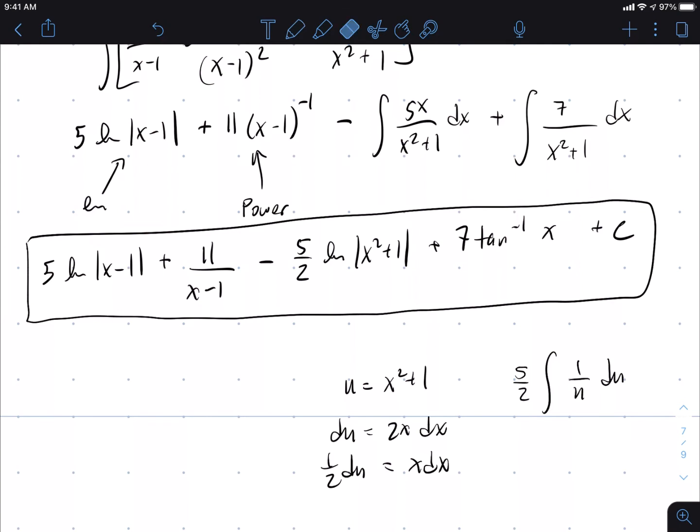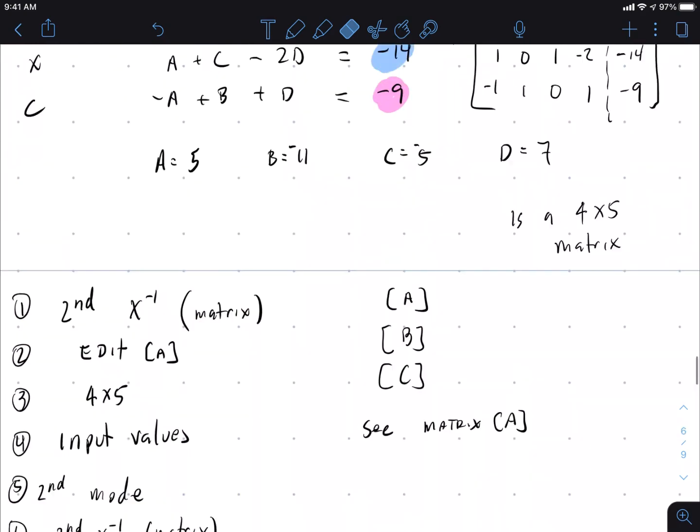All right, can I erase this u sub stuff? Not yet. Okay. Okay, you can erase it now. All right. Anyone else? Okay, I'll erase it.